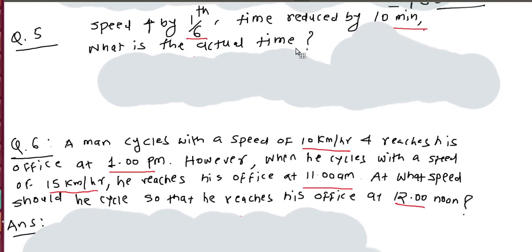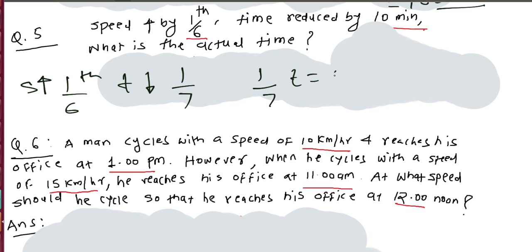So let's see another question. Speed is increasing by 1/6, right? So original time will decrease by 1/7. The decreased time is given to us as 10 minutes. So 1/7 of the original time is equal to 10 minutes. Therefore original time is equal to 70 minutes.